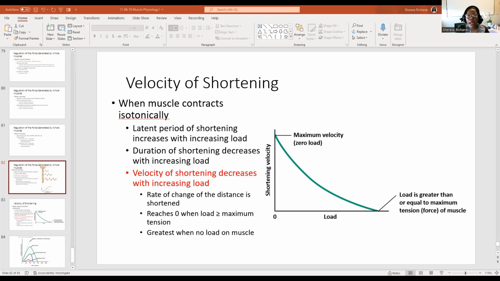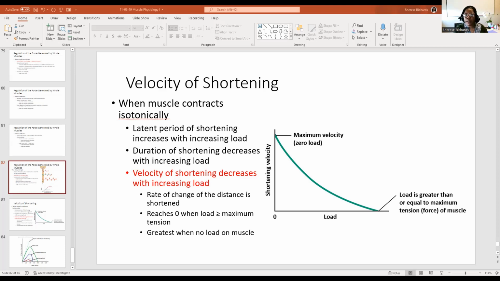So we want to think about a couple things here. When the muscle contracts, the latent period of shortening is going to increase as the load increases. What does that mean? We said the latent period is the time it takes for the machinery to warm up. So it's the time at the beginning of the twitch where the action potential has arrived, but calcium has not gotten to its place in the cytoplasm yet.